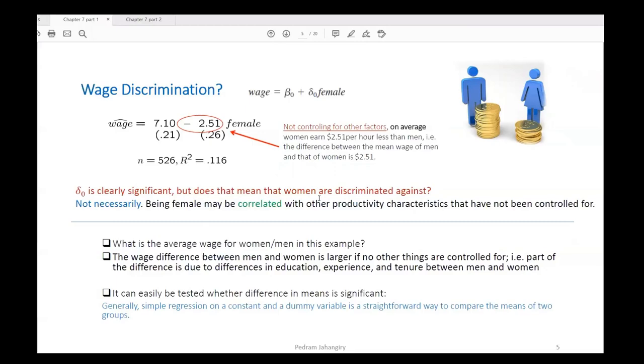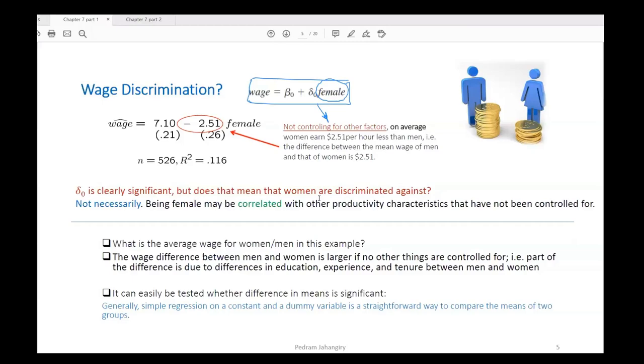So let's say this is the model. I have a model, and in this model, I'm not controlling for any factor other than gender. I know that wage depends on education, experience, location, industry, and you name it, right? But I just want to see purely what happens if I only put female in the model. I want to see the difference between male and female on average. And then you're going to talk about it: does that make sense or not? Should you rely on that number or not?